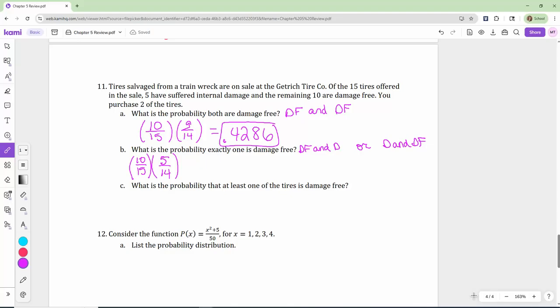Or tells me I'm going to add. What if the first tire I select was damaged? How many damaged tires are there? 5 out of the 15, or 1 out of 3 when reduced. If I took out one tire, there's only 14 left, how many of those are damage free? 10, because the one I took out was damaged already.